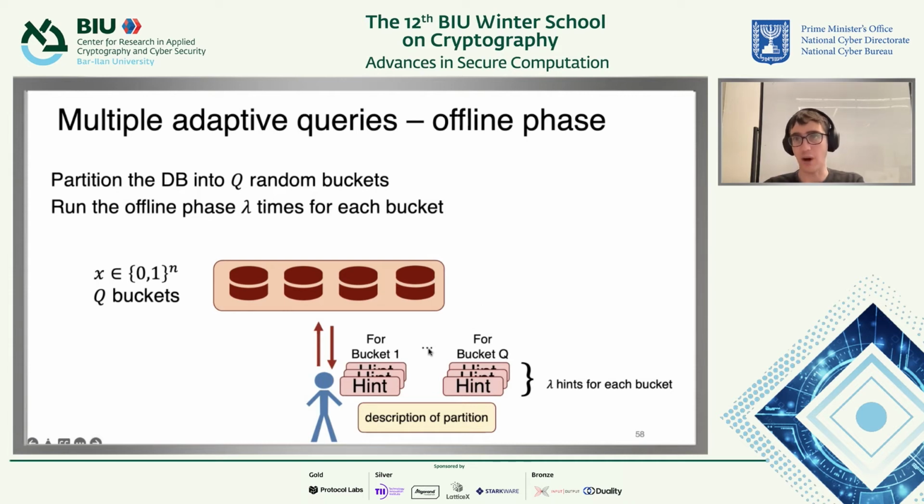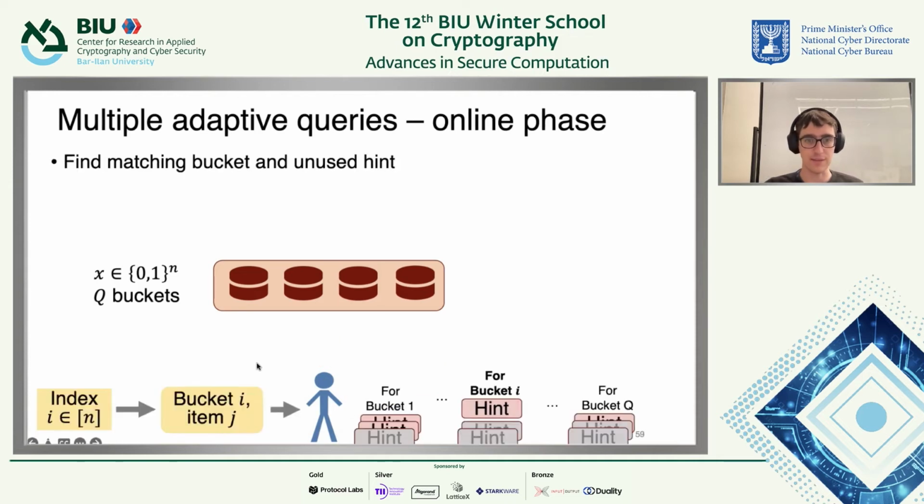Remember, the offline phase gives the client back a hint, and each instance will give a different hint. Overall, we'll have lambda hints for each bucket, which the client will store. And as before, we assume that both the client and the server have access to some common random partition of the database, whether it's based on some hash function or random oracle or something like that. That's the offline phase.